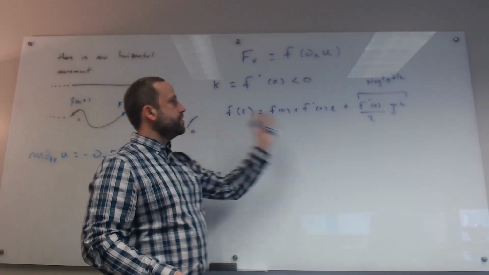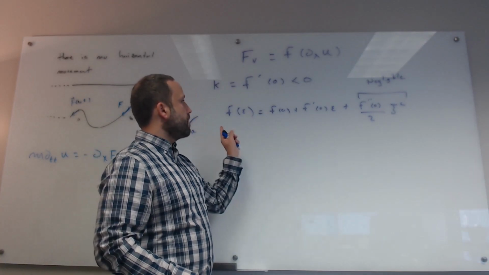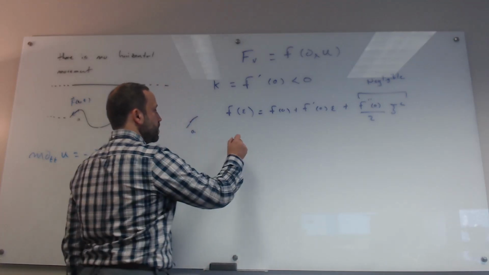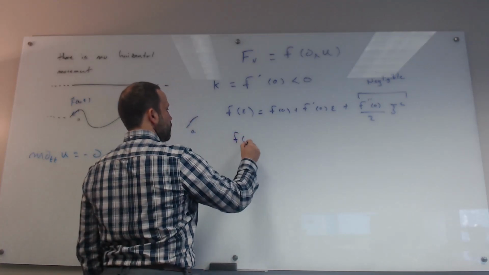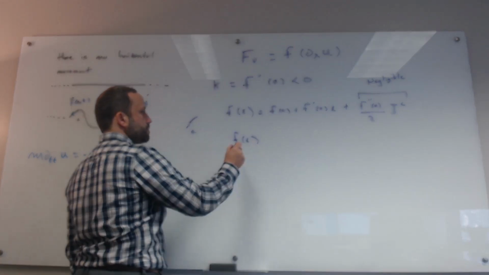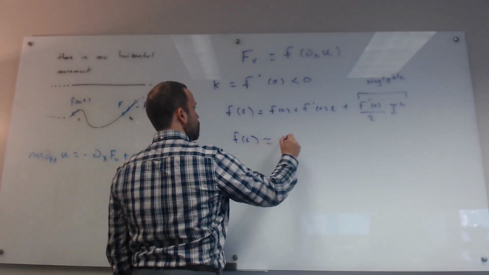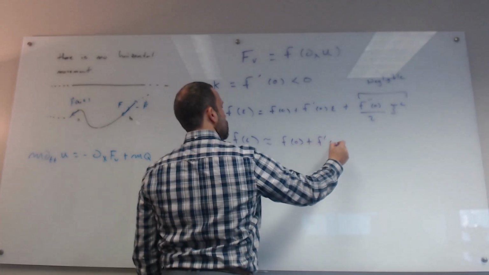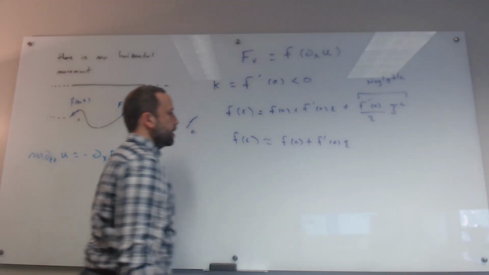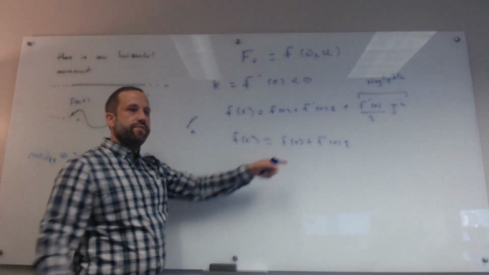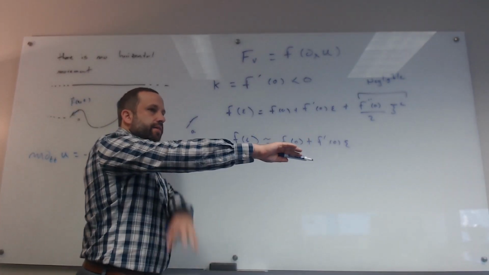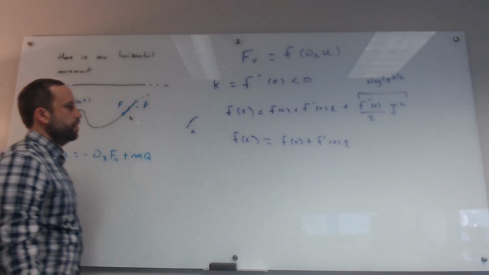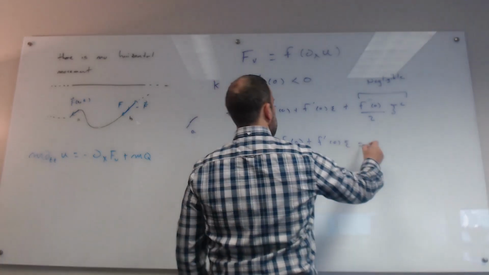You can think about this as Taylor's theorem or in terms of the mean value theorem. However you think about it, we get the approximation for small epsilon: f of epsilon is approximately equal to f of 0 plus f prime of 0 times epsilon. Now what is f of 0? If the string is flat, it's not being pulled down there. So f of 0 is equal to 0.